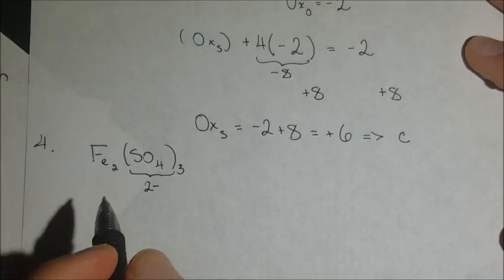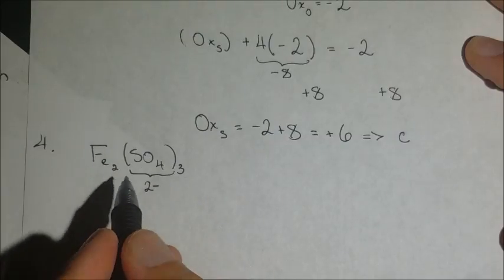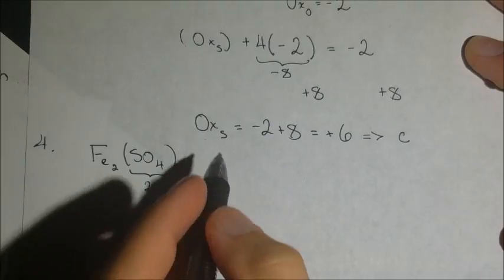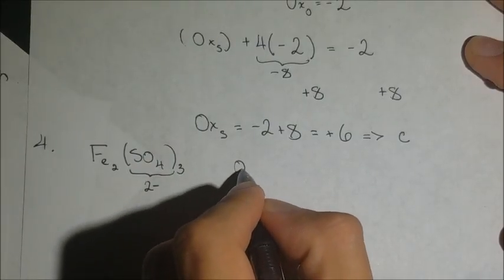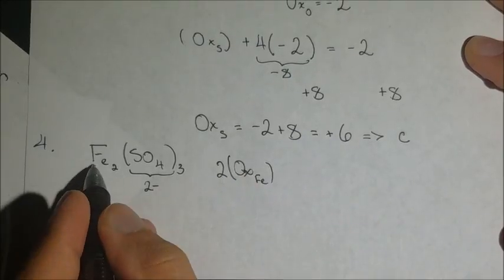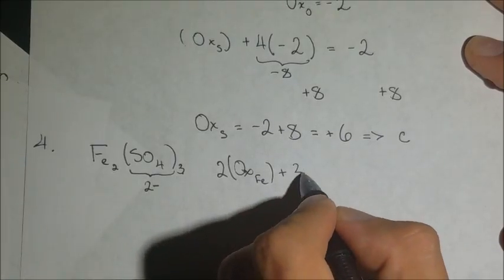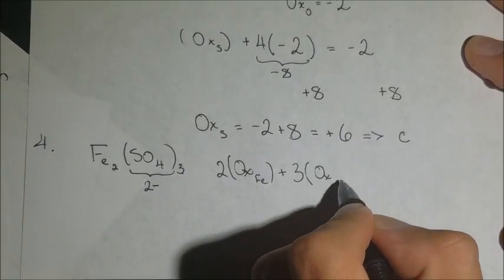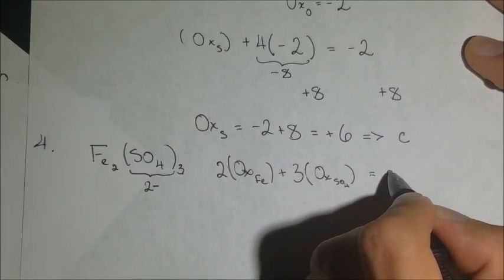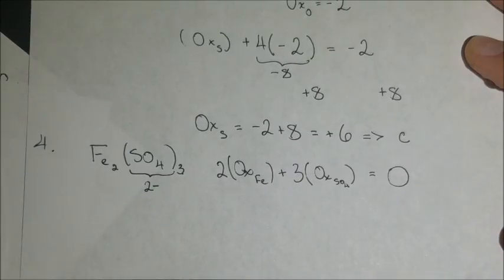Okay, so we also know that the charge of the overall molecule here, the iron with the sulfates, is neutral. So it's going to be 0, right? So the oxidation number of the iron times 2, because we got 2 of them, plus 3 of the sulfates, so 3 times the oxidation number of the sulfates, is going to give us a total charge of 0. And the reason it's 0 is because the molecule is overall neutral.